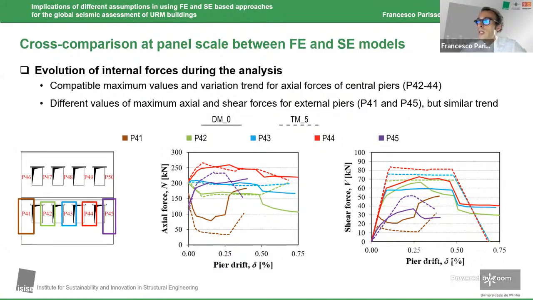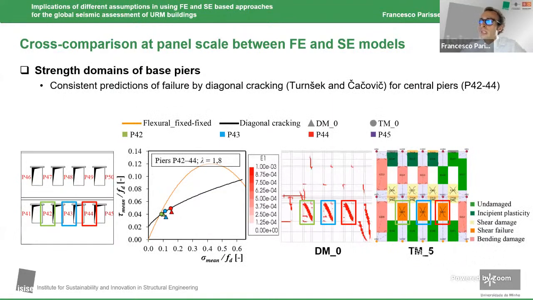the evolution of the internal forces is quite consistent in terms of maximum strength and also in terms of the trend, in particular for the central pier, while for the external ones, we have some differences in axial and shear forces in the maximum values. Maybe due to an improper modeling of the effective height in the structural element model. And if we compare the pier response at failure against the strength domain, we can see that both in the structural element and finite element model, this is below the available strength domain given by the flexural and diagonal cracking mechanism, which are also evident on the damage that we can see in the two different models.